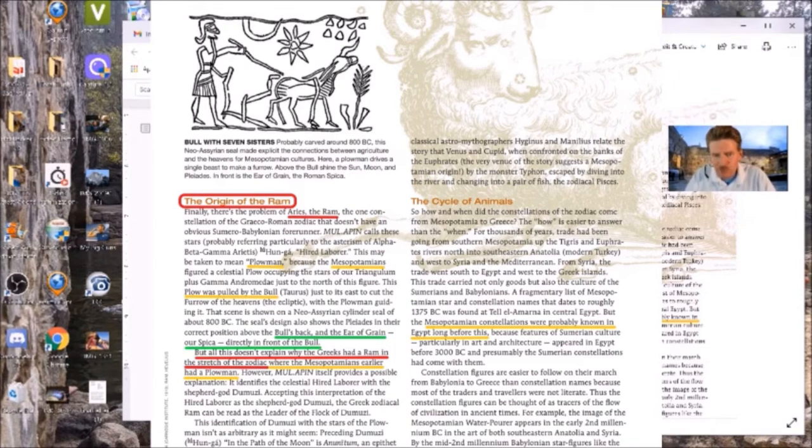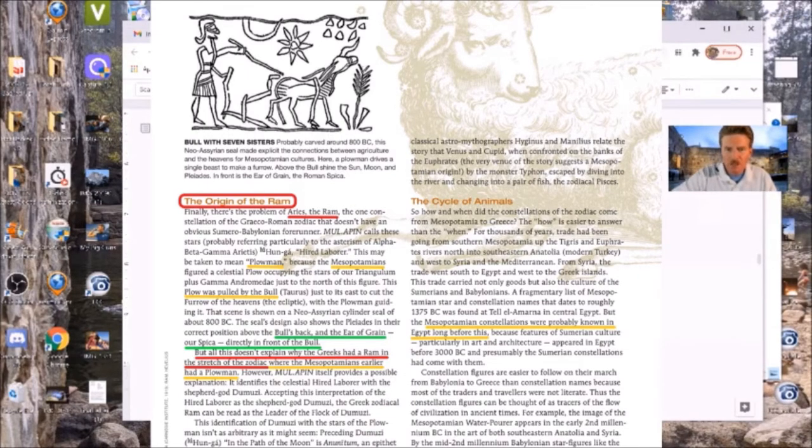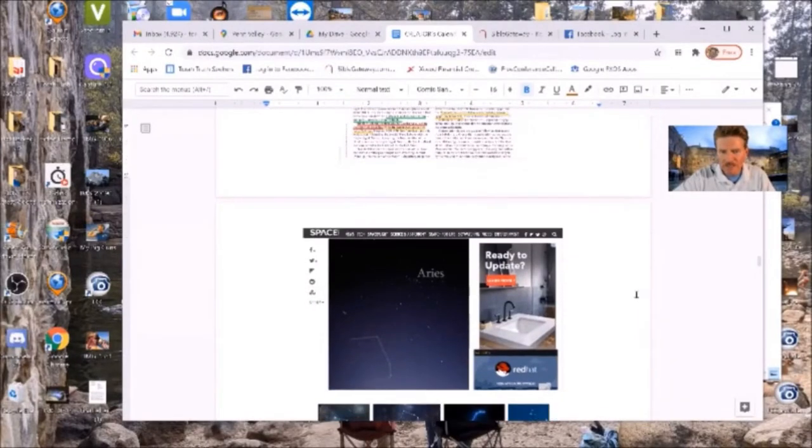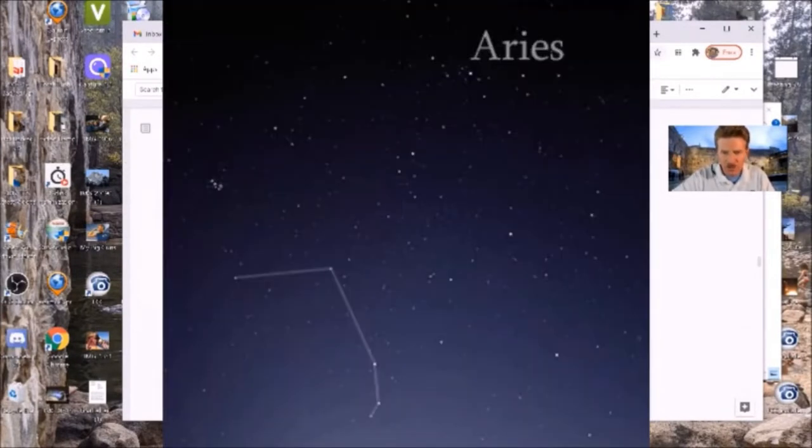But all this doesn't explain why the Greeks had a ram in the stretch of the zodiac, where the Mesopotamians earlier had a plowman. And over on the next slide, it's interesting to note that the Mesopotamian constellations were probably known in Egypt long before this, not necessarily relating to this video series here, but moving on. Here's taking a look at Aries here. See the stars there.